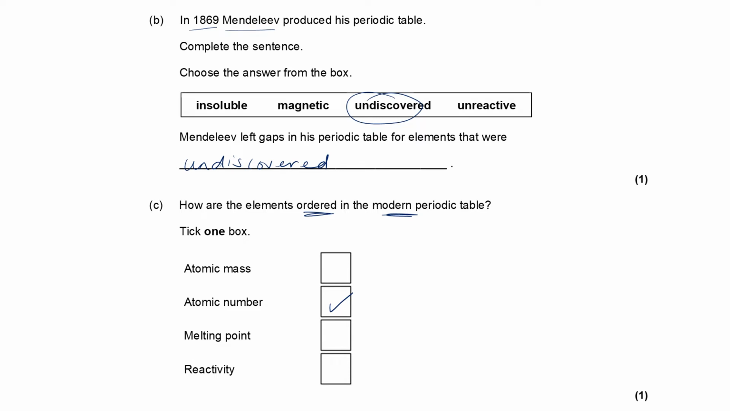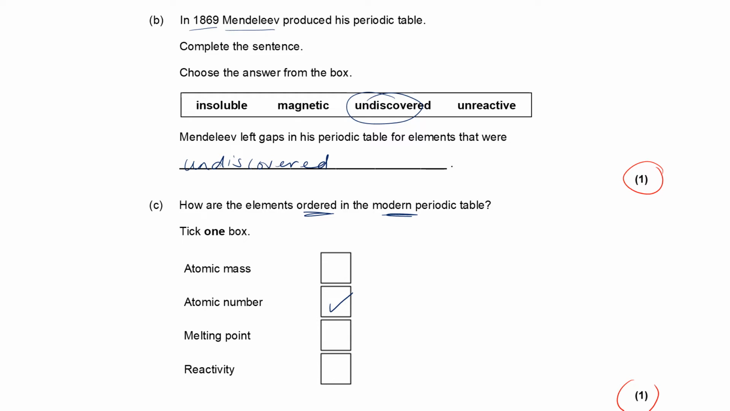Part C. How are the elements ordered in the modern periodic table? Well, I know that the modern periodic table goes up by atomic number by 1 from left to right, from top to down. So it must be atomic number. And again, checking the mark scheme, they're both correct.